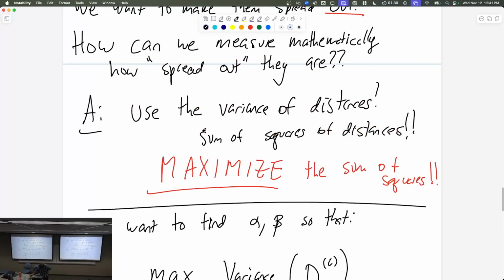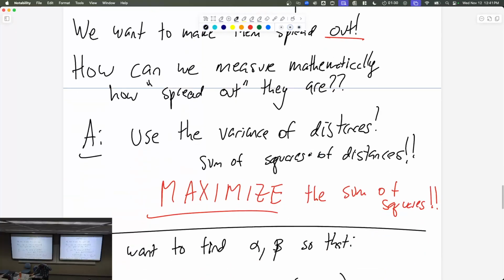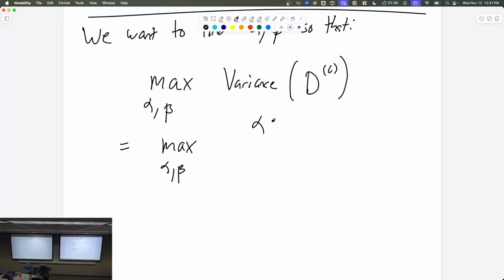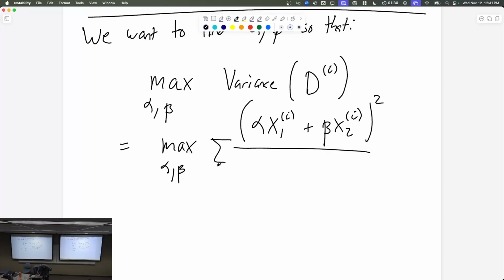Remember, the DI formula had some formula like this: alpha x1i plus beta x2i. And that is the coordinate. And then we square it, and we sum over all i, i equals 1 to the number of data points. And we're dividing by alpha squared plus beta squared on the bottom. So we're trying to make the points as far apart as possible.